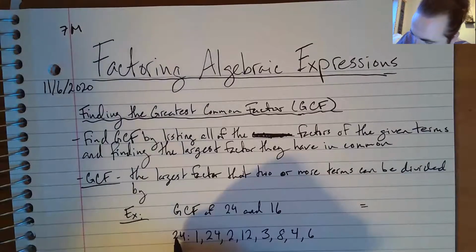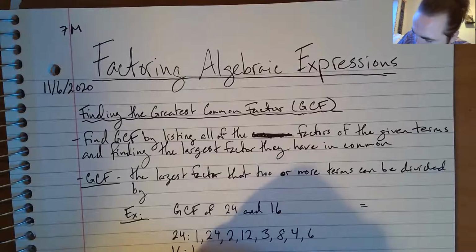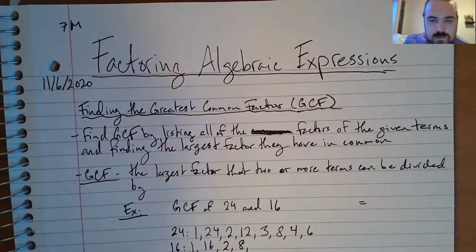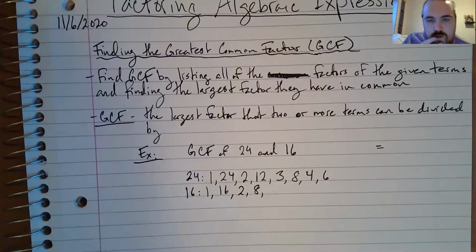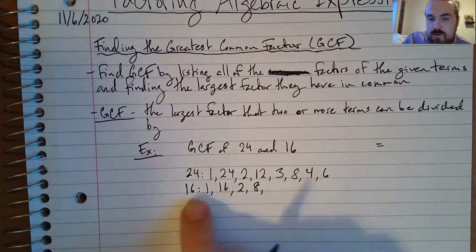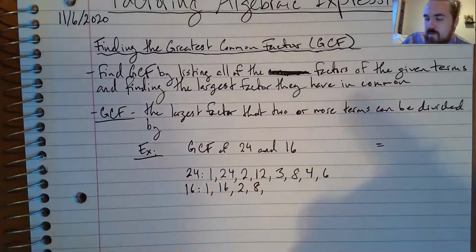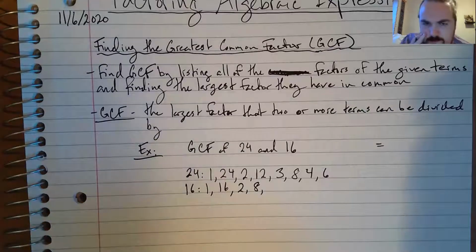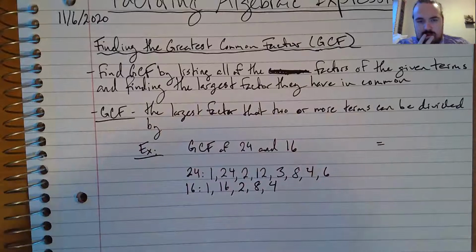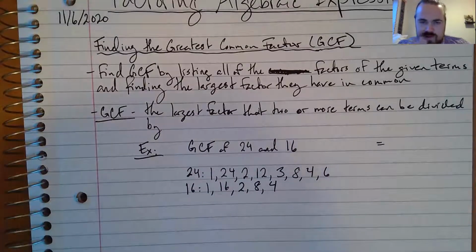Let's take 16. 16 could be 1 and 16. Next one up could be 2 and 8. Next one up, 16 can't be divided by 3. Oh, I almost went off the page. I apologize for that. But notice, 16 can't be divided by 3, so I can't do 3. So go up again. Next one is 4. 16 divided by 4 is just 4 times 4, so I don't need to put it twice. I only need to put it once. And 16 can't be divided by 5, 6, or 7. This is all the factors as well.